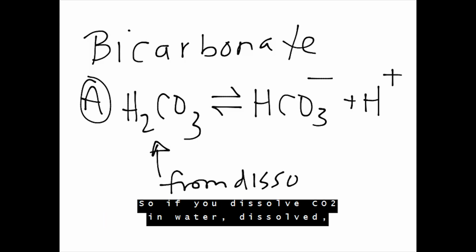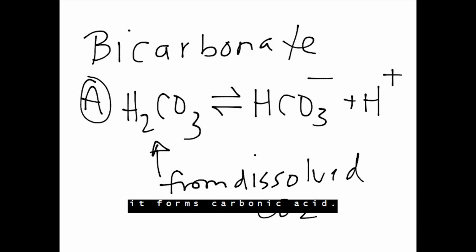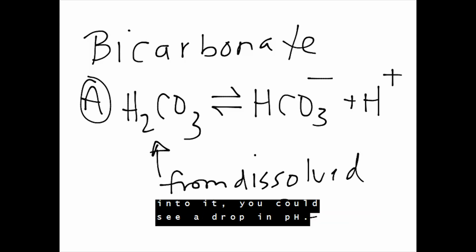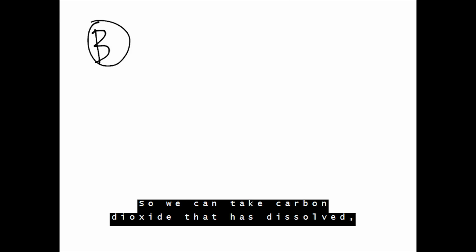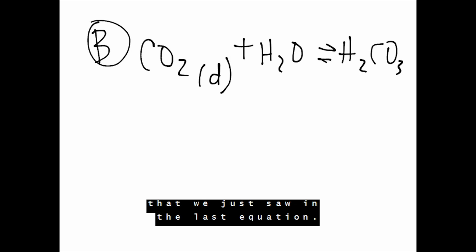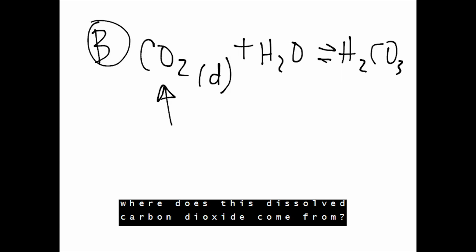So if you dissolve CO2 in water, it forms carbonic acid. So if you were to take a sample of water and just breathe into it, you could see a drop in pH. So we can write a second expression for that. We can take carbon dioxide that has dissolved, and when it's in water, it forms this carbonic acid that we just saw in the last equation.